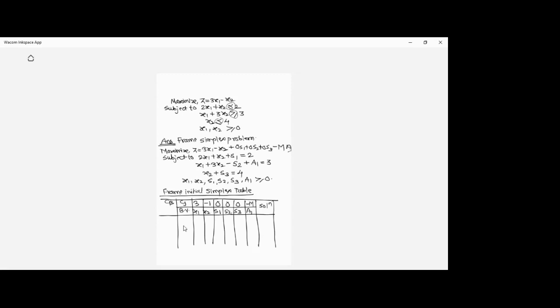Now tell me how many basic variables we will have to consider. As there are three constraints, we will have to consider three basic variables. Very important.